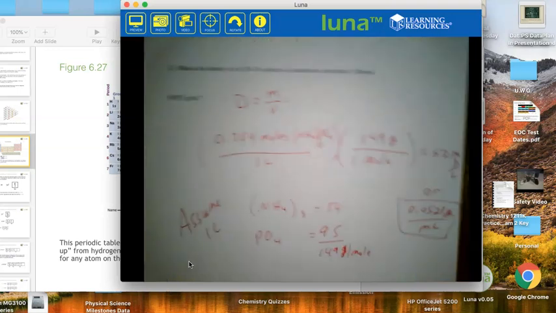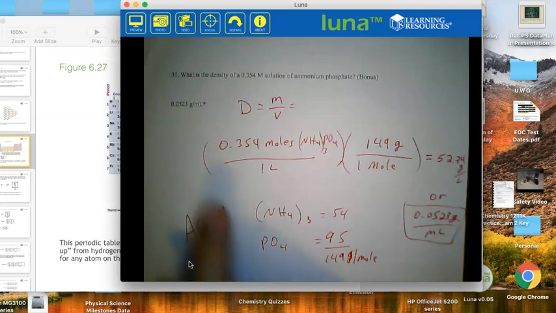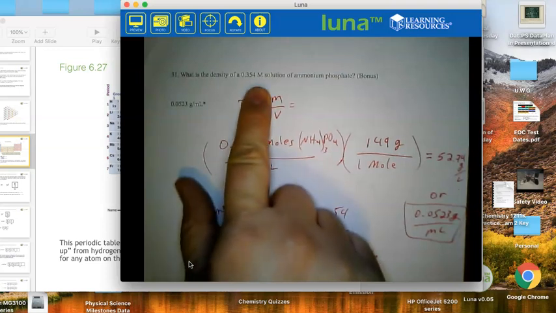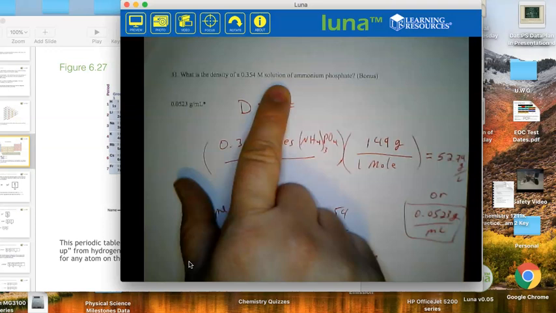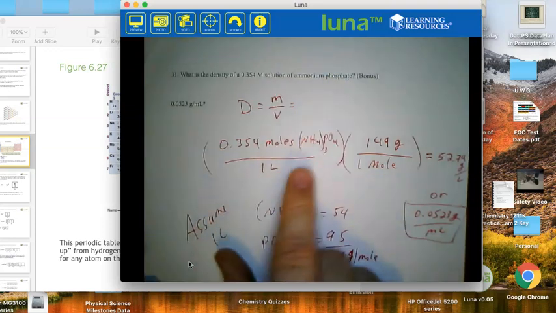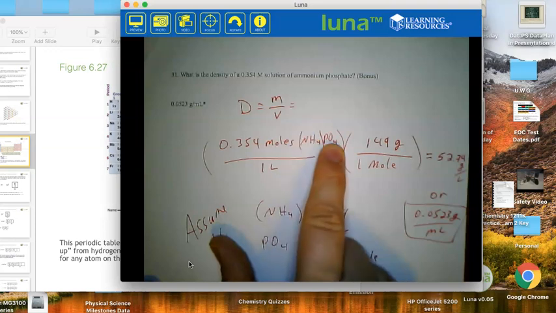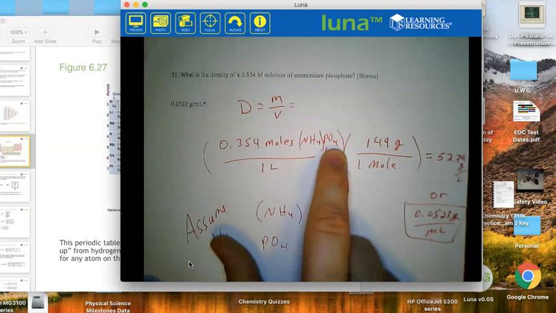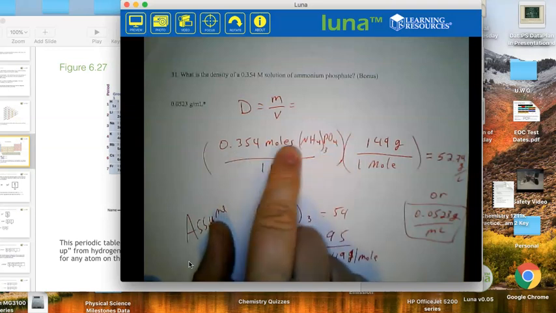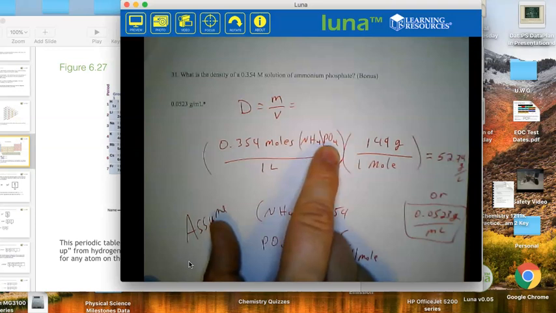Number 31 is your bonus problem. It says what's the density of a 0.354 molar solution of ammonium phosphate. So ammonium is NH4+, right? The +1 charge. Phosphate is PO4 -3. So you have to have 3 ammoniums to balance out the -3 charge on phosphate. So this is the information we're given. We're given molarity, so that's 0.354 moles of ammonium phosphate per liter.